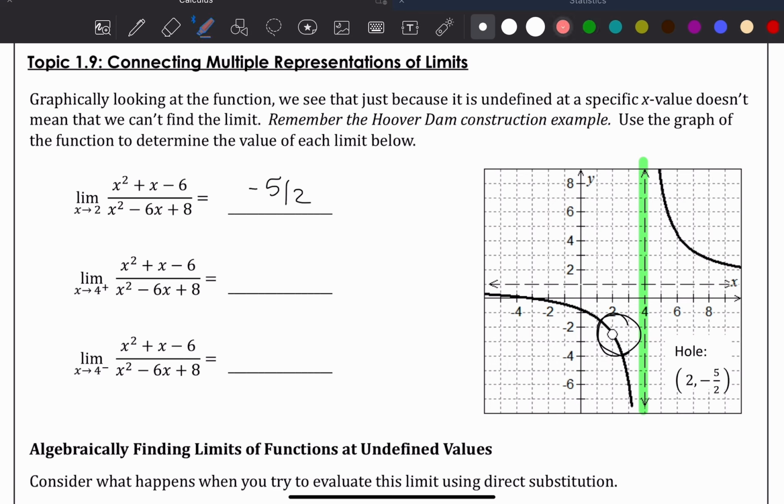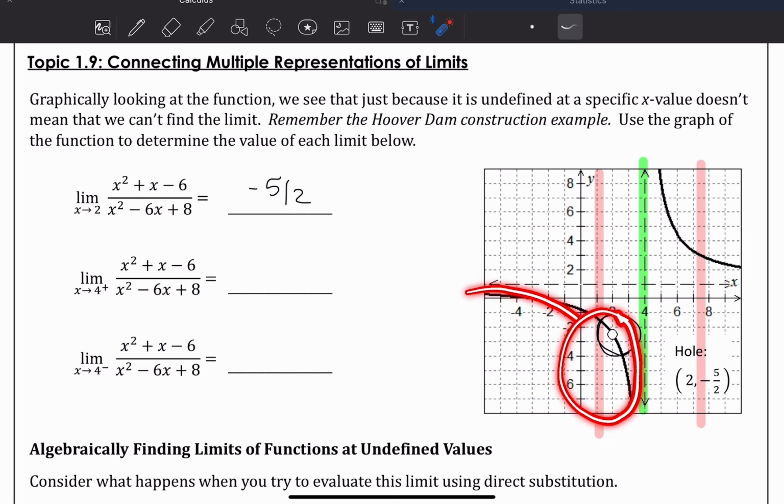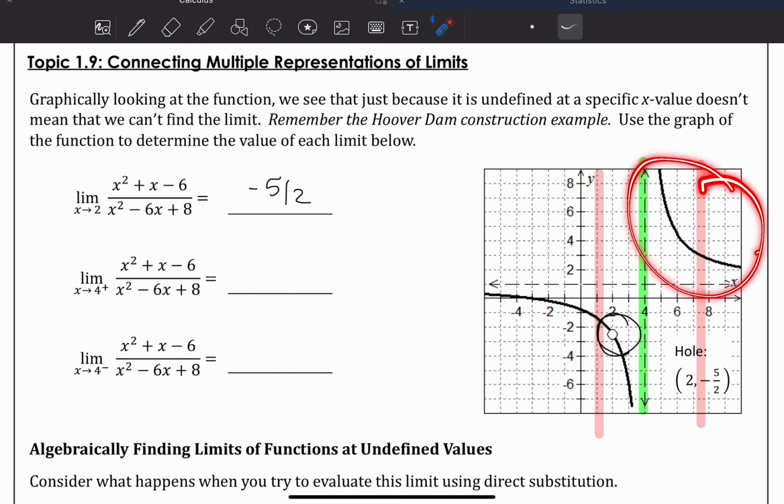Well, if we look at this in a small interval, and then look at x approaching 4 from the right side, we notice that as it's approaching 4 from the right side, it's going up towards infinity.